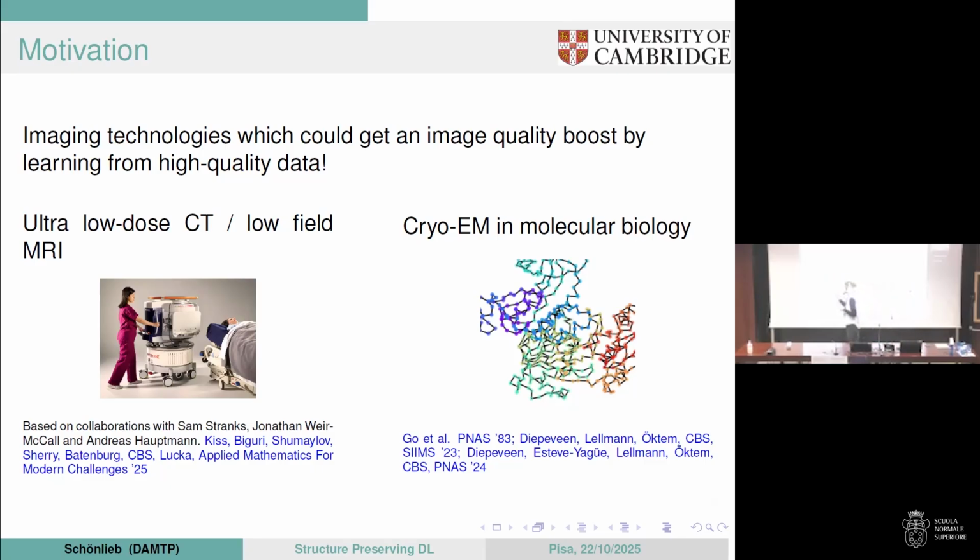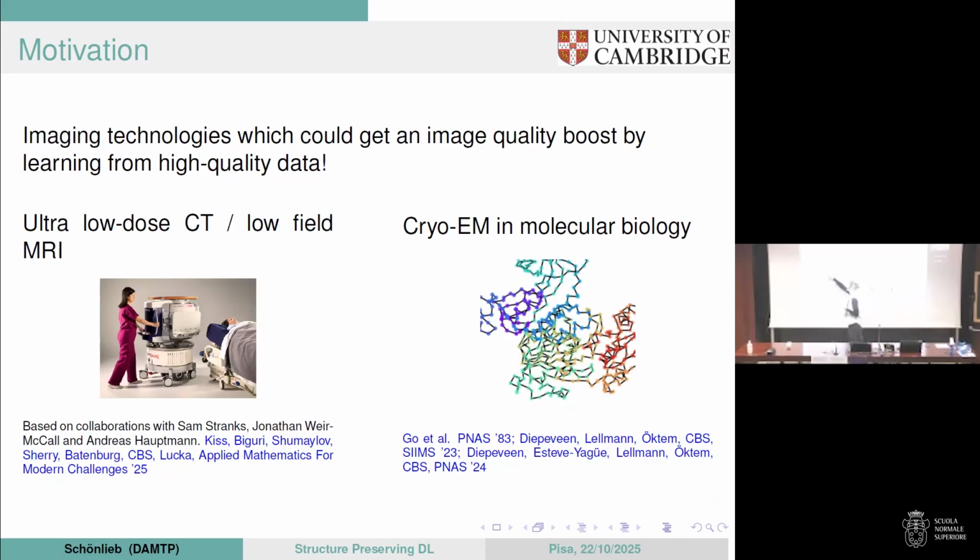This is something that, for instance, at Oulu, Andreas Hauptmann managed to get some funding for, to create their own low-field MRI scanner, which is great because the current manufacturers are not very good at sharing their data.